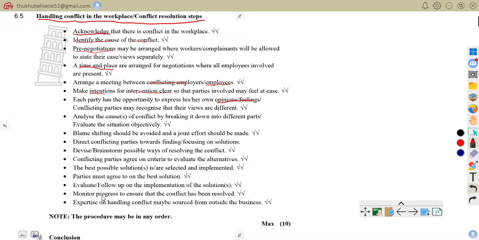Evaluate or follow up on the implementation of the solution. Monitor the progress to ensure that the conflict has been resolved. The expertise on handling conflict may be sourced from outside the business. So these are the answers that you have to give under the handling of conflict in the workplace.